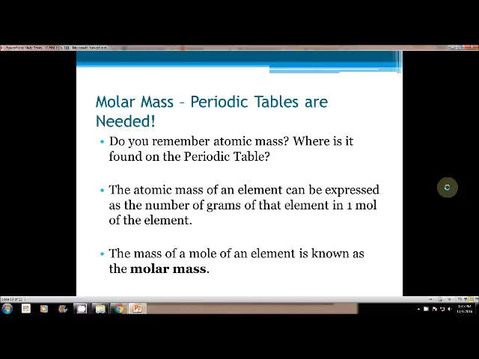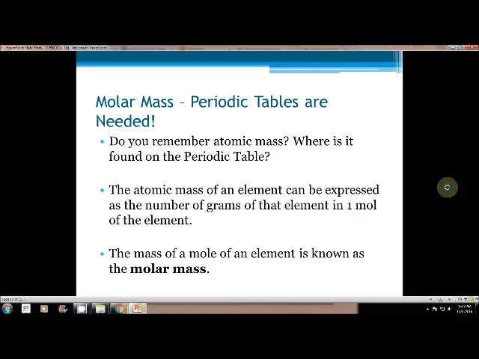In order to find molar mass, we need our periodic table because we're using the numbers again, just like we did back in chapter 6, okay? To use the numbers, we're using the atomic mass numbers, which are the decimal numbers on the periodic table. If you look on your periodic table, any box has the decimals. Those are what we're dealing with today, okay?